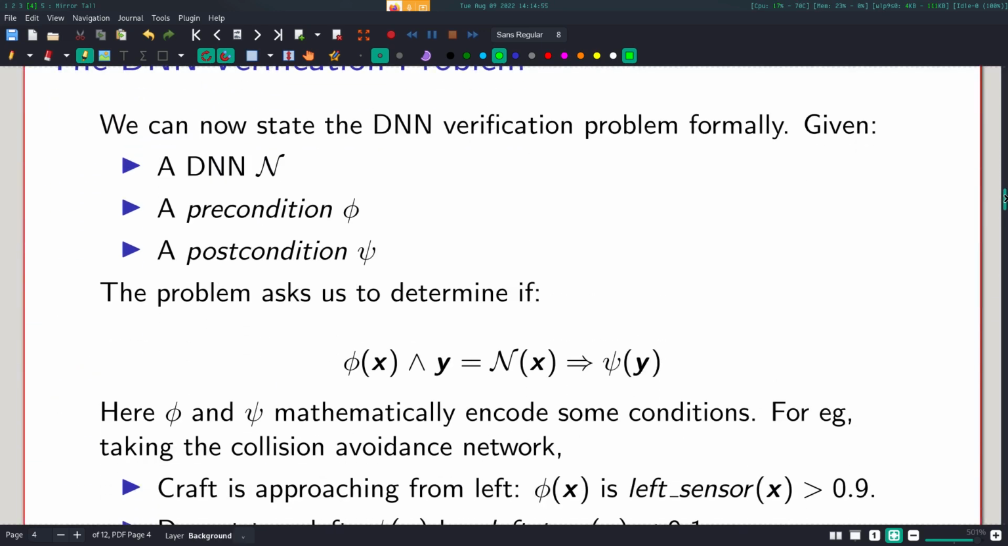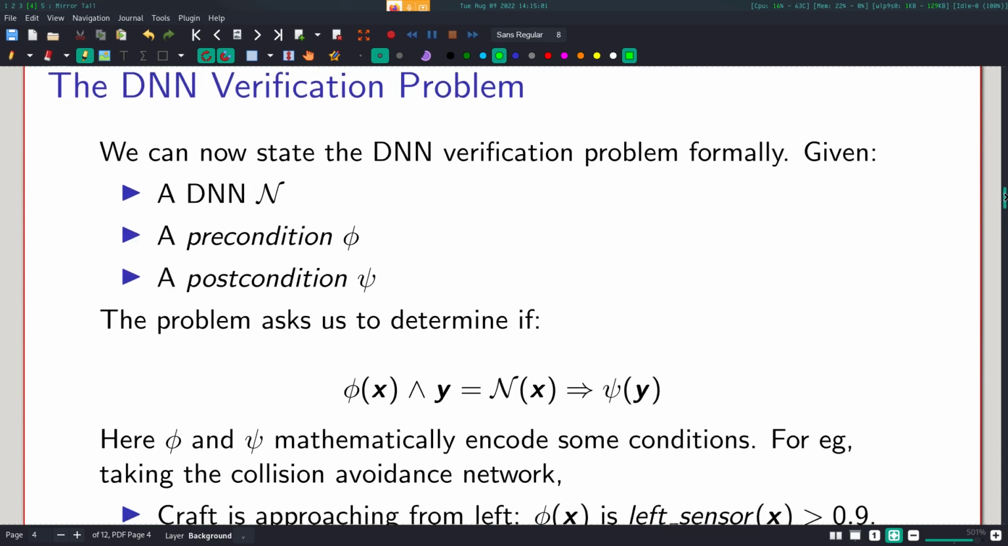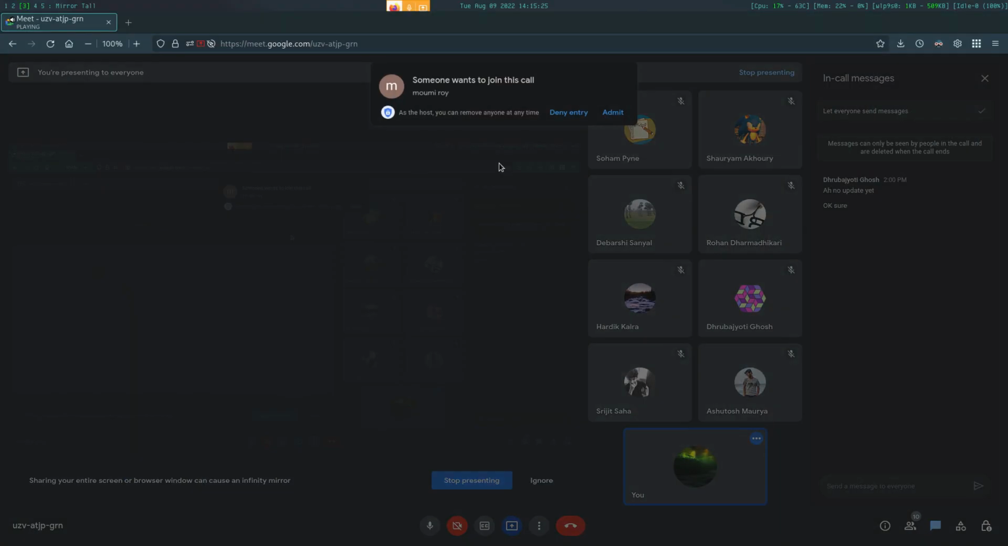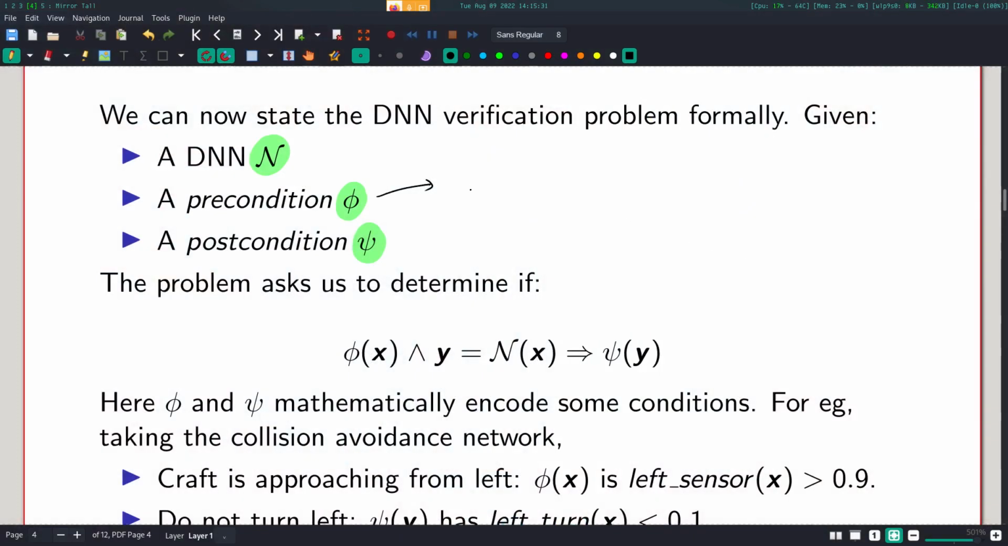But now that we have this, let's state this DNN verification problem a little bit more formally, somewhat mathematically, right? So what we have is three things that are given to us. One is a neural network that someone has trained for us. And then we have two sets of conditions, a precondition and a post-condition, right? These are basically just some formulae that represent a set of conditions or constraints on X, right?